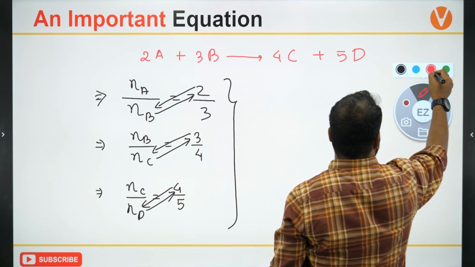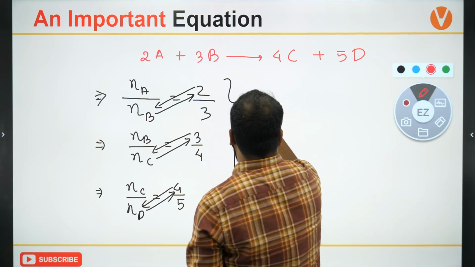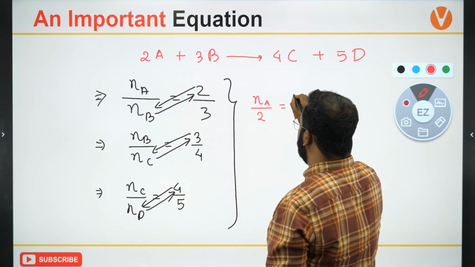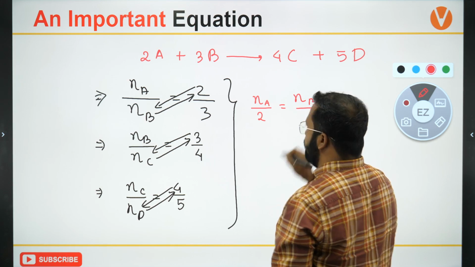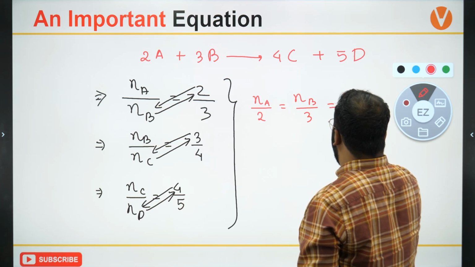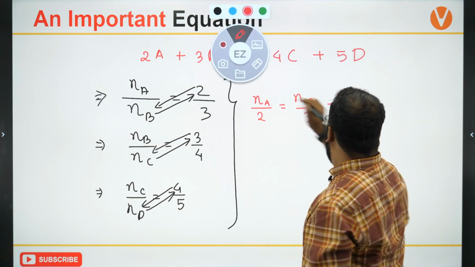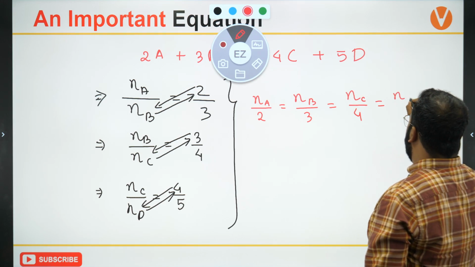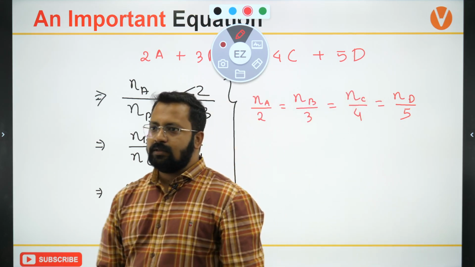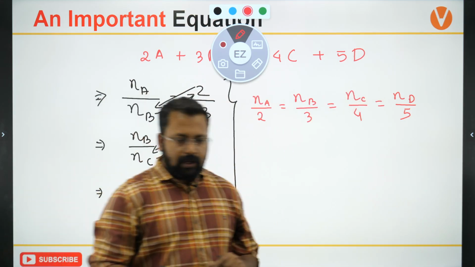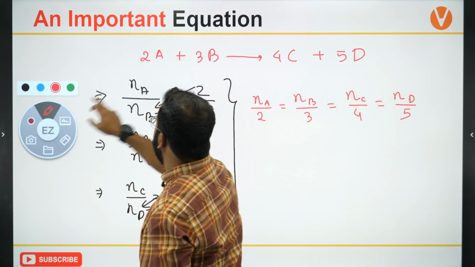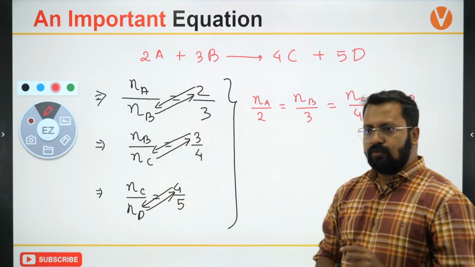So my relation will become something like this. Can I say number of moles of A upon 2 will be equal to number of moles of B upon 3, which will be equal to number of moles of C upon 4 and number of moles of D upon 5. Yes? I have taken number of moles and I have tried to find out the ratio.